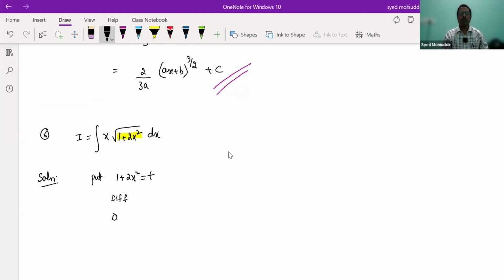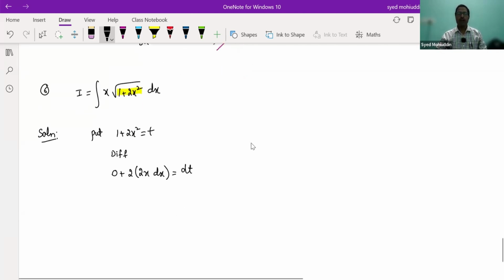Derivative of 1, the constant, will be 0, plus 2, the constant as it is. X square differentiation will give you 2x into dx. So the derivative of x square will be 2x into dx, and the derivative of t will be dt. If we ignore this 0, 2 times 2 will be 4. So 4x into dx will be equal to dt.